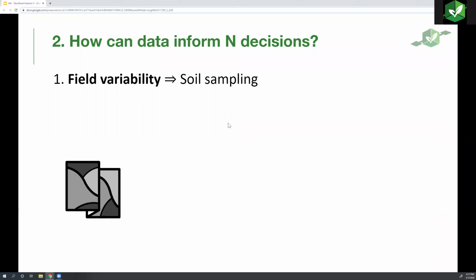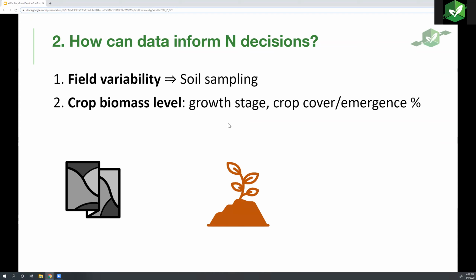Another source of information that is very important when it comes to nitrogen recommendation, that we also retrieve from imagery, is understanding the crop biomass level. Data that informs us about the crop growth stage, the crop cover, or the crop biomass is very influential because, in case of a split application, you want to add nitrogen at a specific growth stage. So identifying when that growth stage starts is very important for you to initiate the addition of nitrogen.